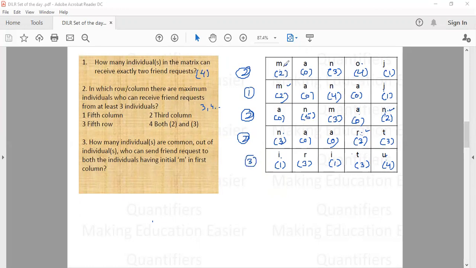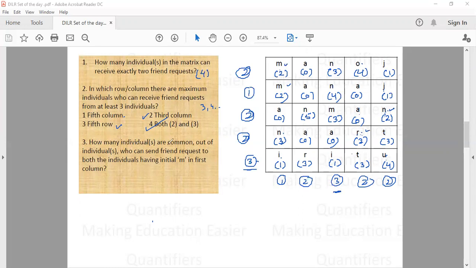Let's check the column wise also. Here only one person. In this case only two people. In this case there are three people. In this case only two people, and here also two people. So that means the maximum is either in the fifth row, meaning three people, or in the third column, which is again three persons, right? Fifth row and third column means both 2 and 3 are true. So the answer is option 4.